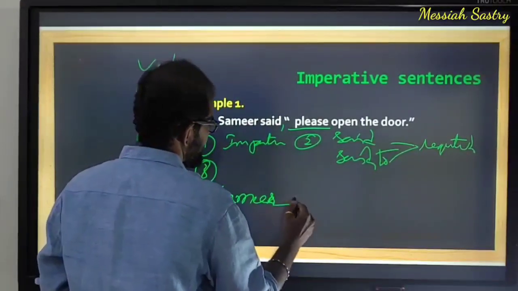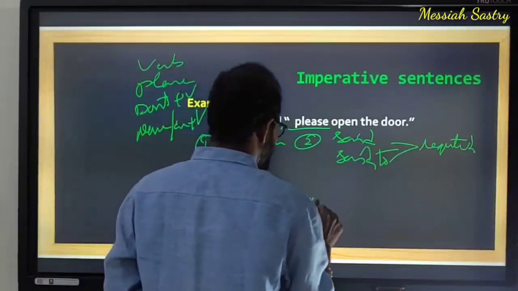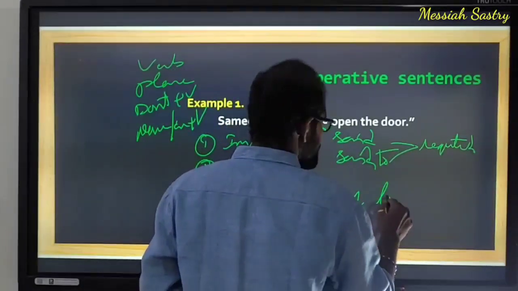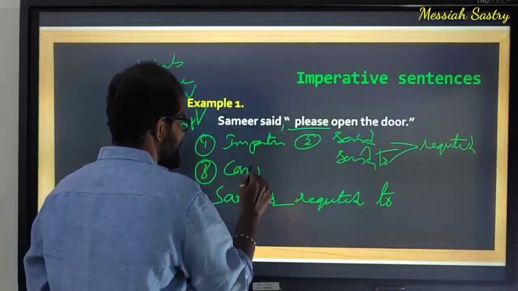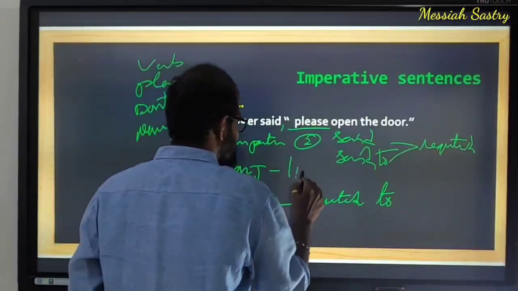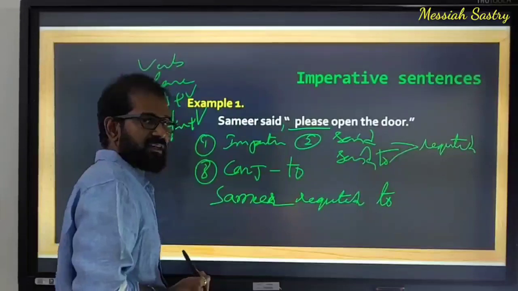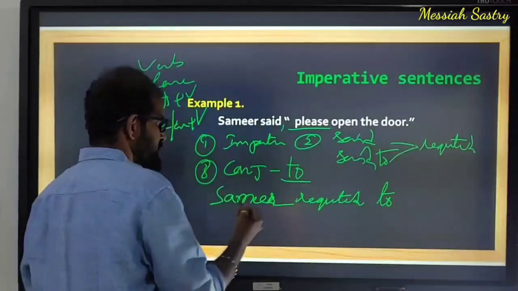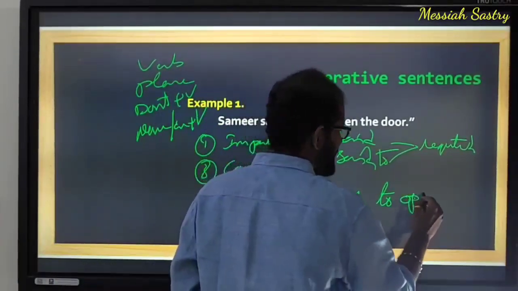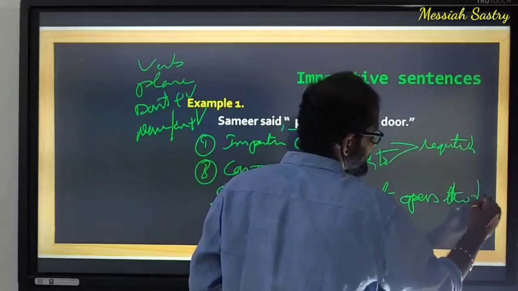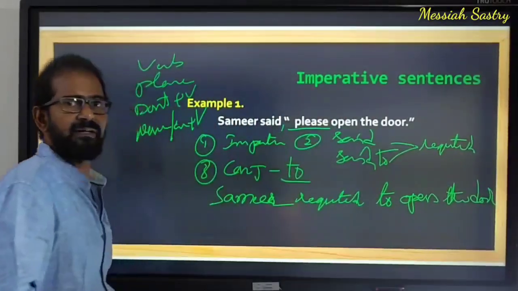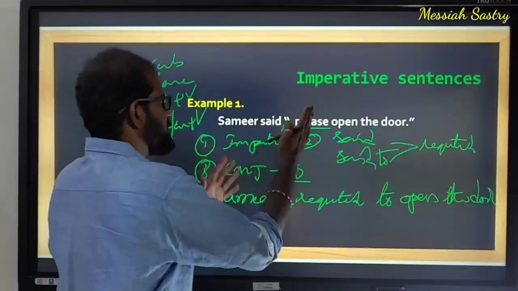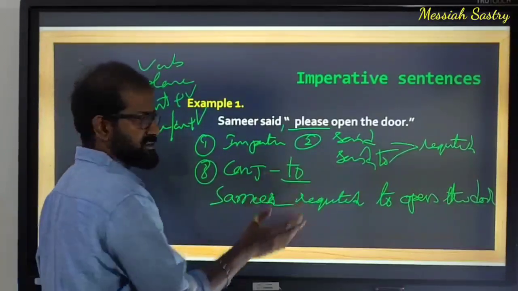Samir requested to... sorry, the conjunction has to come first. What is the conjunction we are supposed to use? If it is positive, we use to. If it is a negative sentence, we use not to. "Please open the door" is a positive sentence, so we use the conjunction to. Samir requested to open the door. So it is an imperative sentence. This is how we need to change.